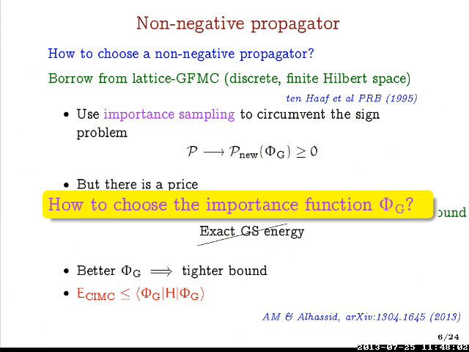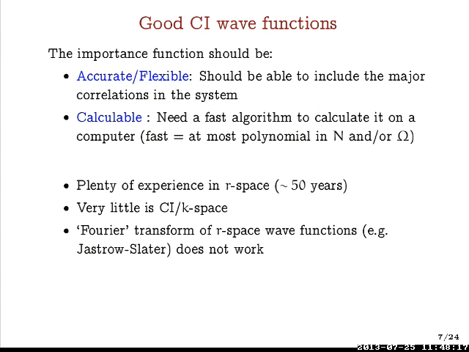Okay, so the question is, of course, we have all the formalism, but the main trick is to choose good importance functions, because if your importance function is bad, your energies will be really bad. So you want something which approximates the ground state wave function. Well, this is everybody's criterion for a good importance function. They should be accurate and flexible. By that I mean they should be able to capture at least the dominant correlations in your system. That's one. But secondly, they also need to be calculable. You should be able to calculate them on a computer in at most polynomial time. That's a polynomial in the size of the basis or the number of particles.